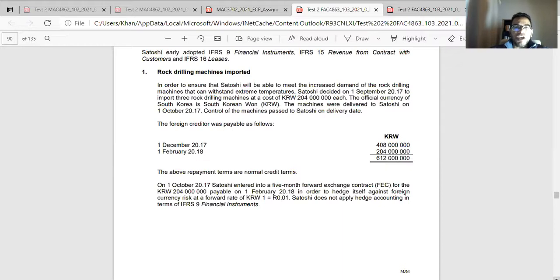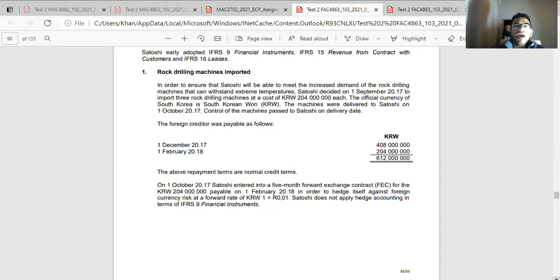However, the third machine will only be paid later, and remember, we don't change the inventory balance. Inventory is a non-monetary item, so it stays at its price at the date of control, at initial recognition. It is only the trade payable, which is a monetary item, that will be remeasured at every subsequent financial year end, as well as at settlement date. Then we have an amount that will be payable in the next financial year.